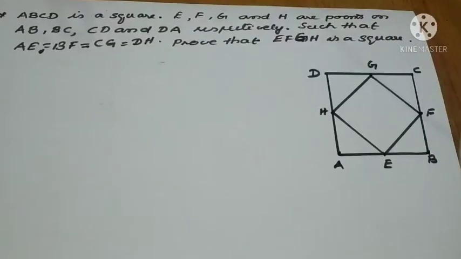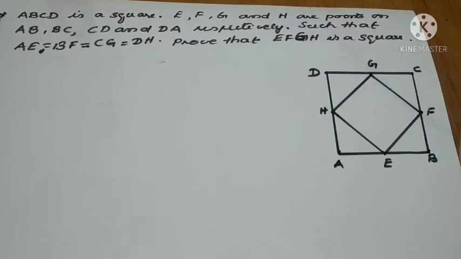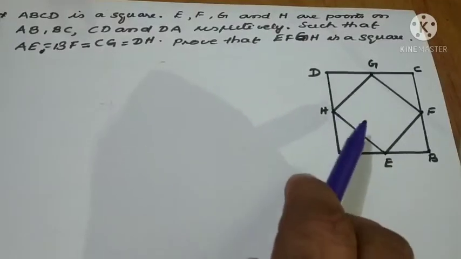Good morning, children. ABCD is a square. E, F, G, H are the points on AB, BC, CD, and DA respectively, such that AE equal to BF equal to CG equal to DH. Prove that EFGH is a square. So it's not given that EFGH are the midpoints.